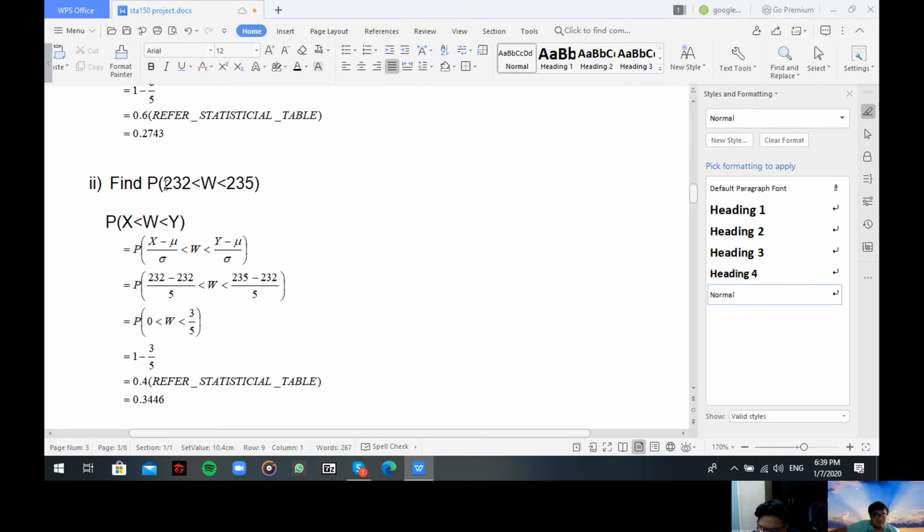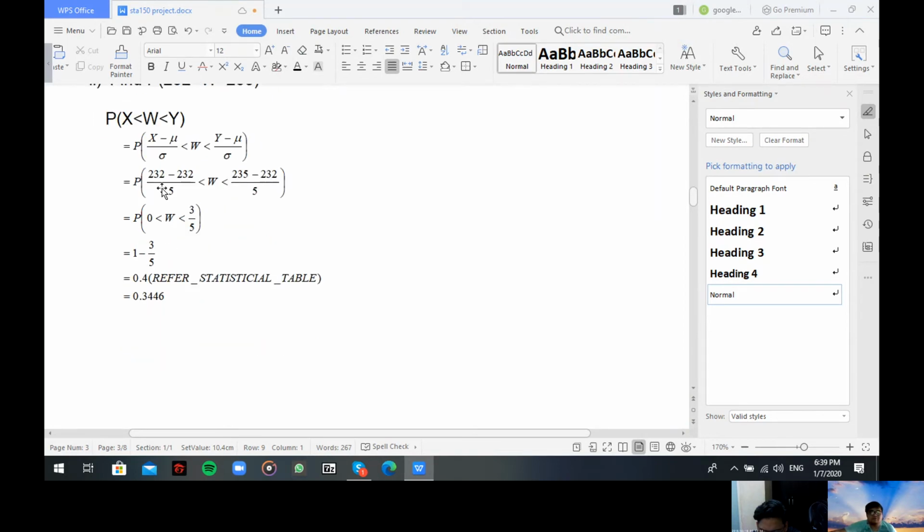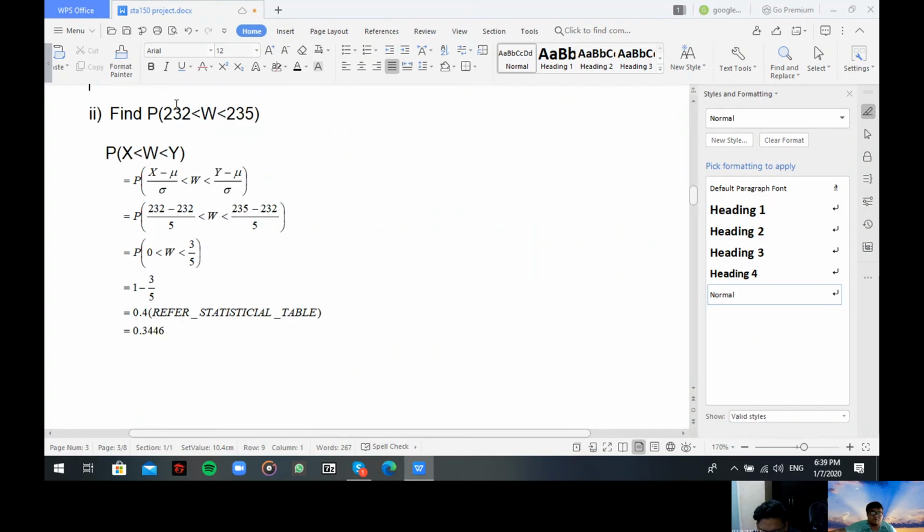And for B2, find P. The question gives the range 232 less than W, and W less than 235. Now it looks like before. X minus mean over standard deviation. So X here is given as 232, 232 minus 232 is of course 0. So I just put 0, because 0 divided by anything gives only 0. Then 235 minus 232, you will get 3 over 5.